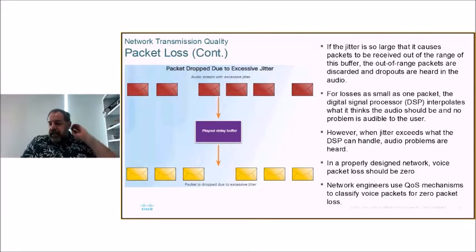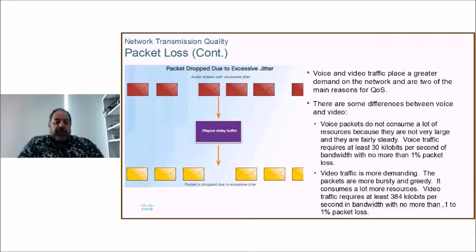If jitter is so large that it causes packets to be received out of the range of this buffer, the out-of-range packets are discarded and dropouts are heard in the audio. For losses as small as 1 packet, the digital signal processor interpolates what it thinks the audio should be and no problem is audible to the user. However, when jitter exceeds what the DSP can handle, audio problems are heard. In a properly designed network, voice packet loss should be 0. Network engineers use QoS mechanisms to classify voice packets for 0 packet loss.